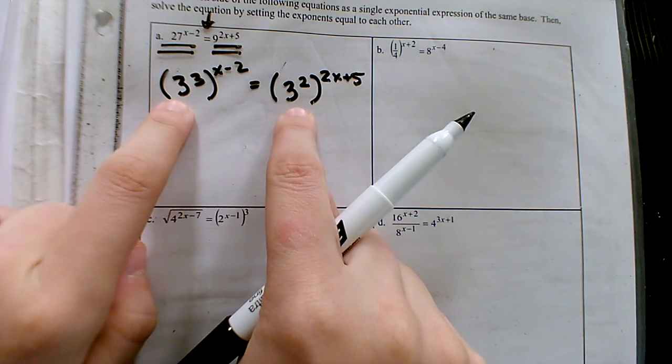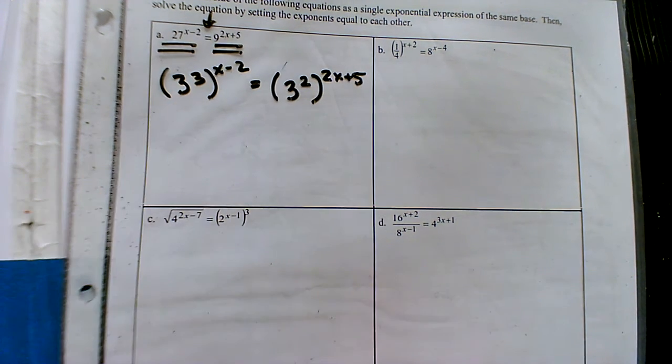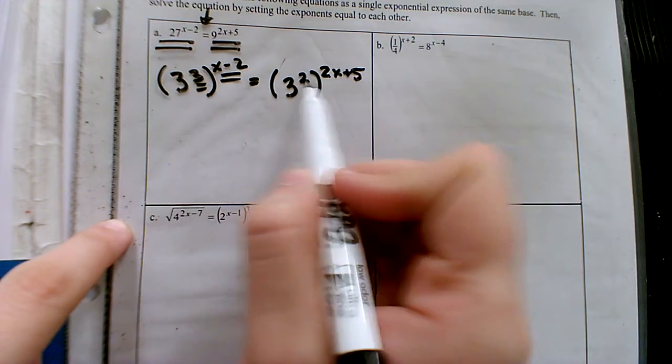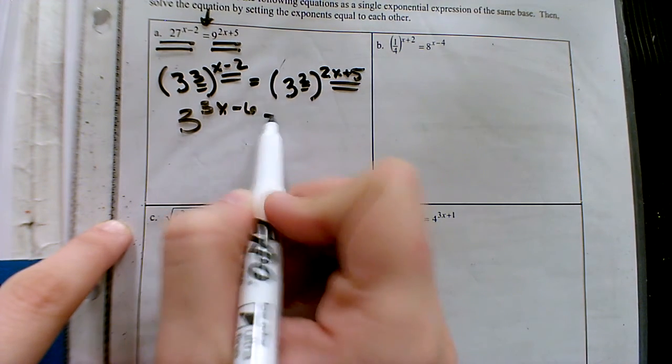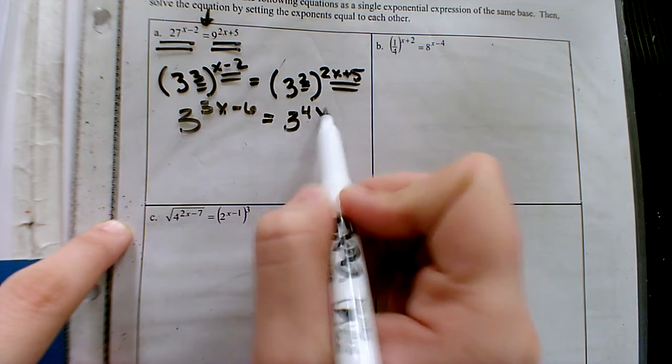Okay, so now that we have the bases the same, let's go ahead and use some properties. We have powers, 2 powers. We'll multiply them through.